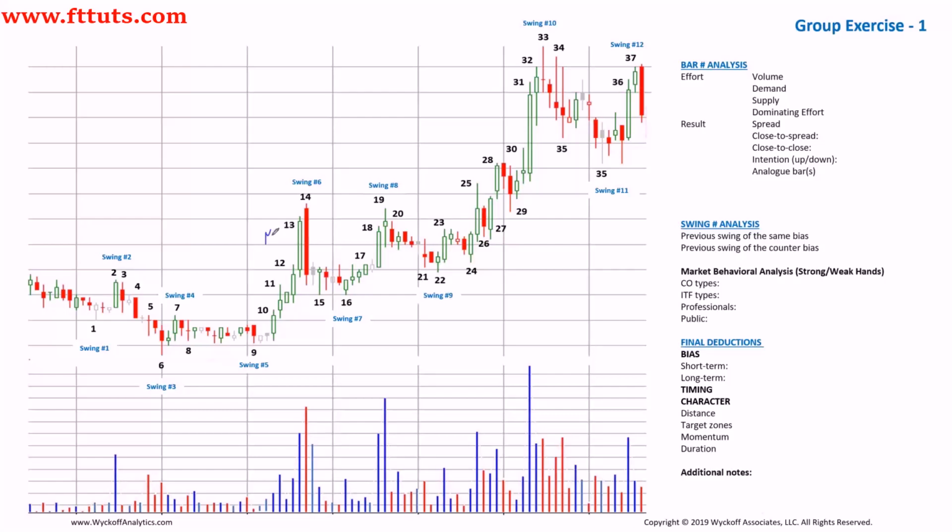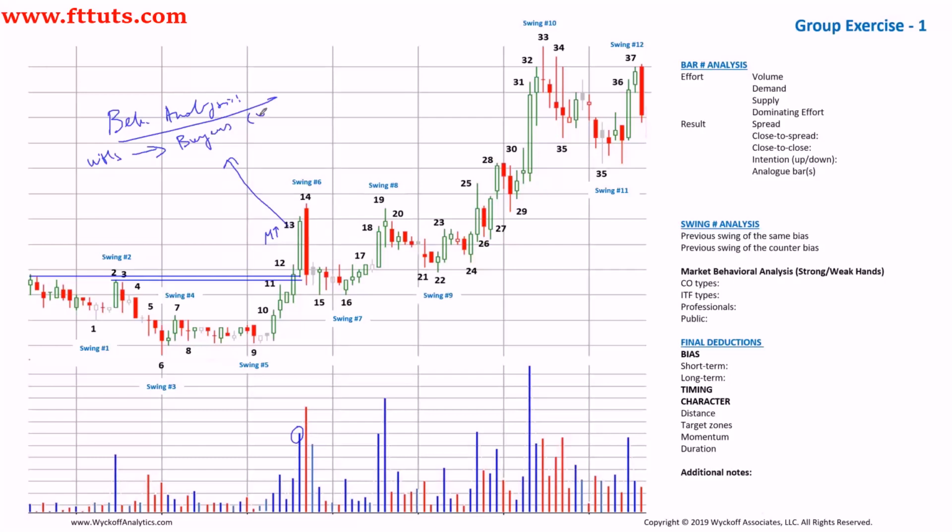As the momentum increases, what do you think is happening with weak hands? How are they behaving at this point, Rick? What are they seeing on this breakout? They're probably wanting to get in before they miss the run. Absolutely. So they are buyers at this point of time.